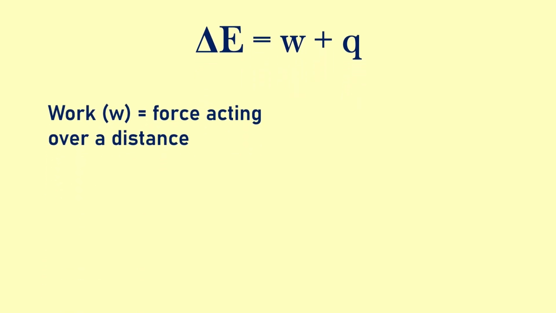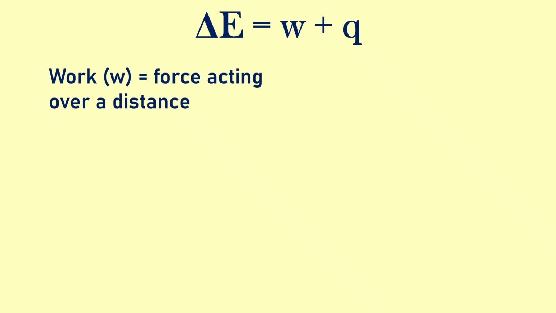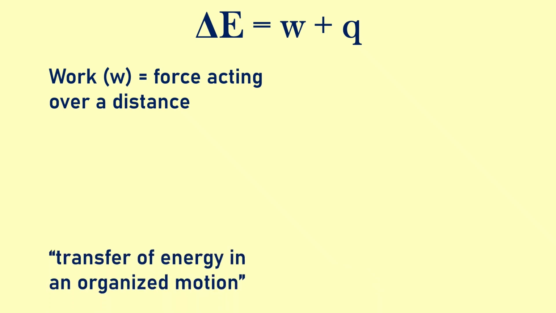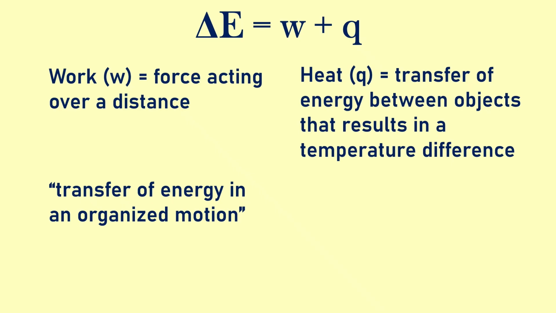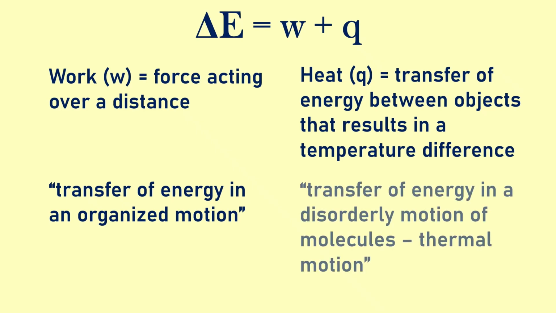Work, represented by the lowercase w, is defined as force acting over a distance. For chemistry students, we can think of work as the transfer of energy in an organized motion. Heat, represented by the lowercase q, is defined as the transfer of energy between objects that results in a temperature difference. Another way to think about this is heat is the transfer of energy in a disorderly motion of molecules. This is called thermal motion. In this video, let's focus on gas phase work.